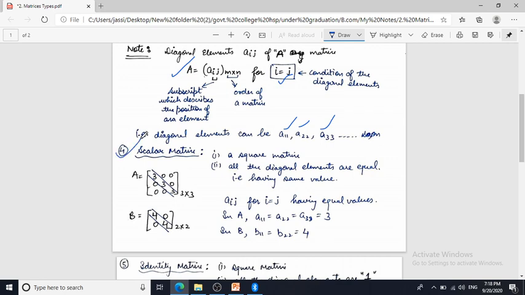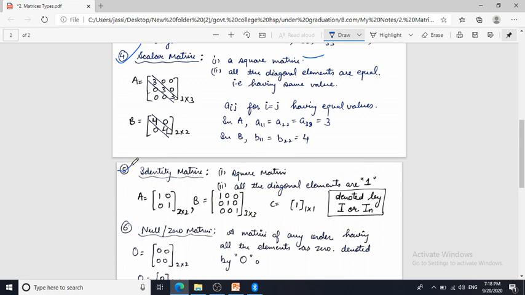Next is scalar matrix. There are again 2 conditions for a matrix to be a scalar matrix. The first is that it should be a square matrix. The second is that all the diagonal elements should be equal. You know very well about the diagonal elements. Now all these diagonal elements should be equal, and not just equal to 1, they can be other than 1. Okay? So these are 3, 3, 3, and 4, 4. These are the scalar matrices.